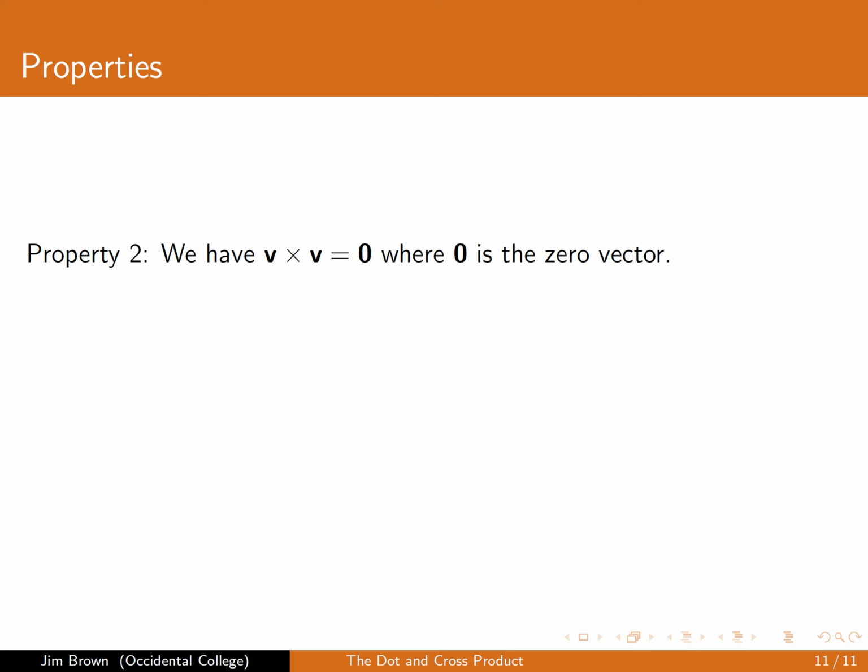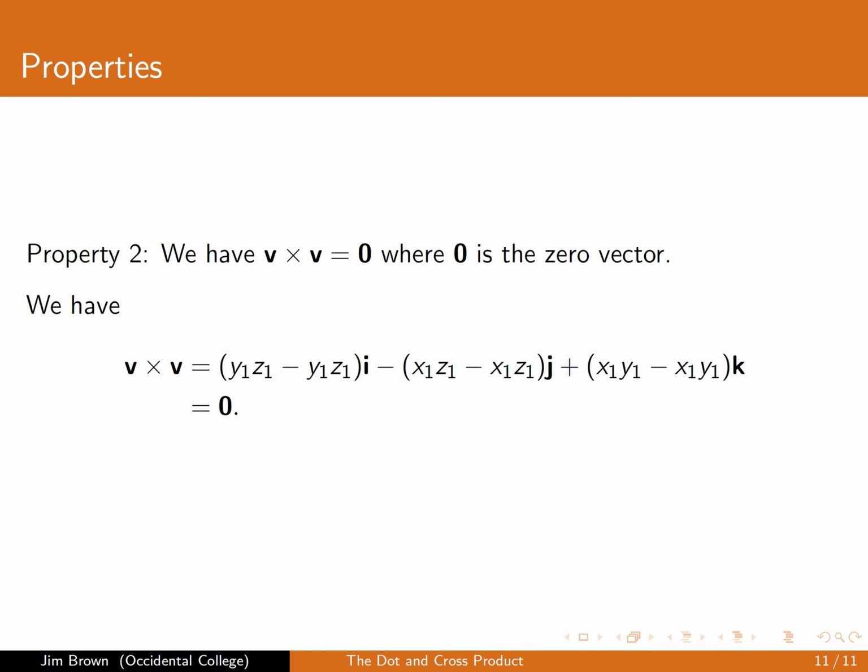If I take any vector and I cross it with itself, I get the zero vector. Now remember, a vector cross a vector is always a vector. So this 0 is not a number, it's a vector. We have to keep that in mind. That's why we're using a bold here for this to indicate it's the 0 vector. So this would be 0i plus 0j plus 0k.